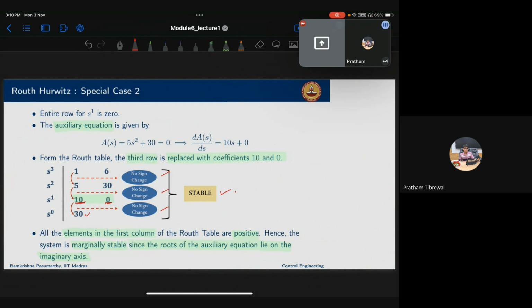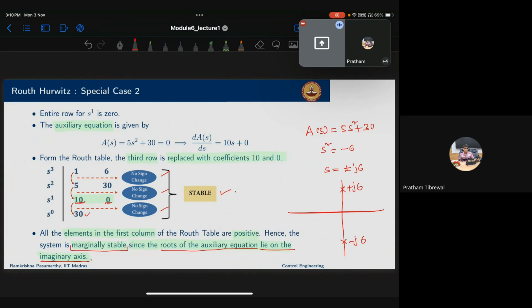But here you could see we cannot say directly the system is stable. Instead it is marginally stable. Why? Because the roots of the auxiliary equation lie on the imaginary axis. What is our auxiliary equation? 5s² plus 30 equals 0. So what are the s here? s² equals minus 6, so s is plus or minus j√6. It means you have plus j√6 and minus j√6, so marginally stable. Is this clear? That is special case 2.